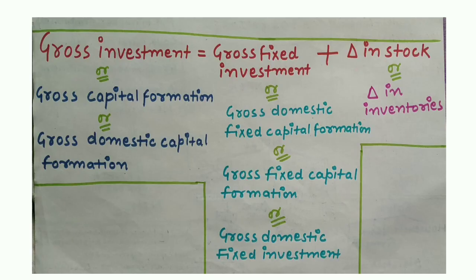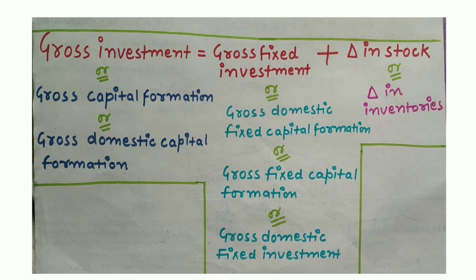Now here I have shown you a few names that are used interchangeably for gross investment, for gross fixed investment, and for change in stock. If you are clear with these names, then believe me, you will not face any problem while solving numericals. So gross investment is also called gross capital formation. It is also called gross domestic capital formation. Whenever there is simply investment or simply capital formation or domestic capital formation, remember it includes change in stock as well as gross fixed investment in it.